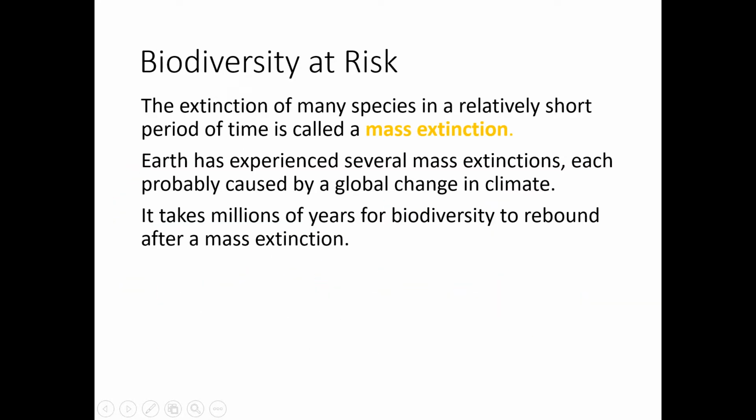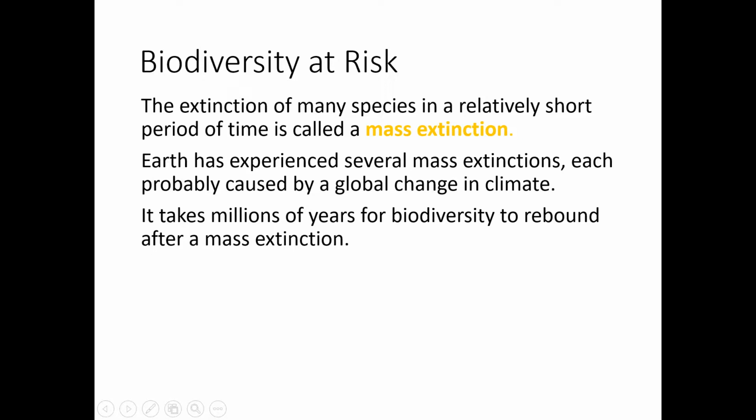Okay, so in the last section we talked about what biodiversity is, and it's just the diversity of life in a certain area. And specifically, you have the idea of extinction. And whenever you have extinction that occurs over a short period of time, and it's a large amount of species that get eliminated, that's going to be called a mass extinction.